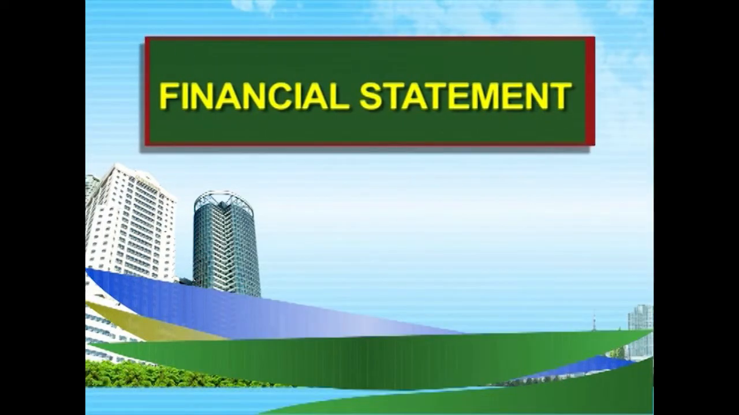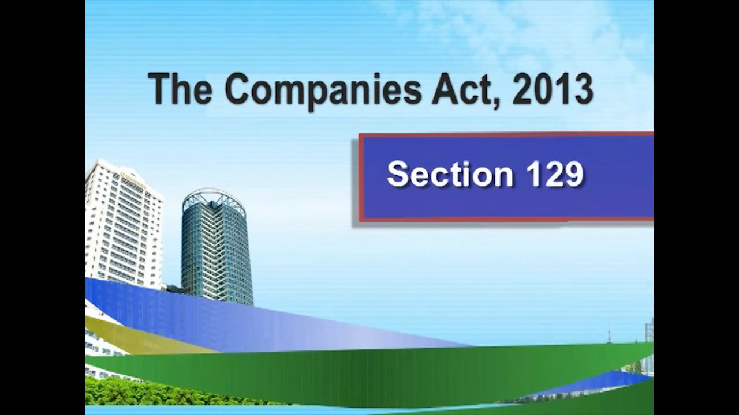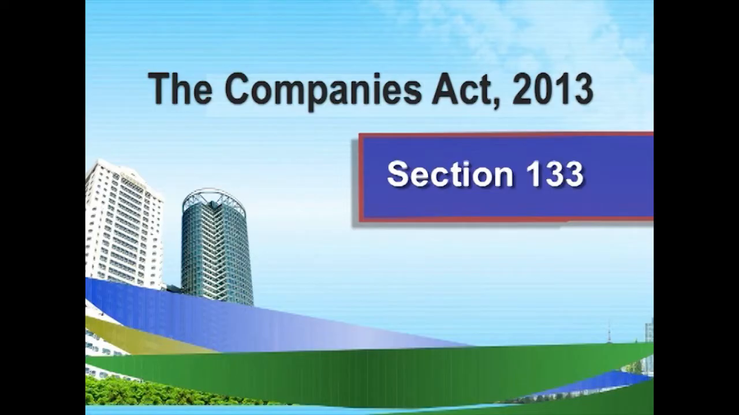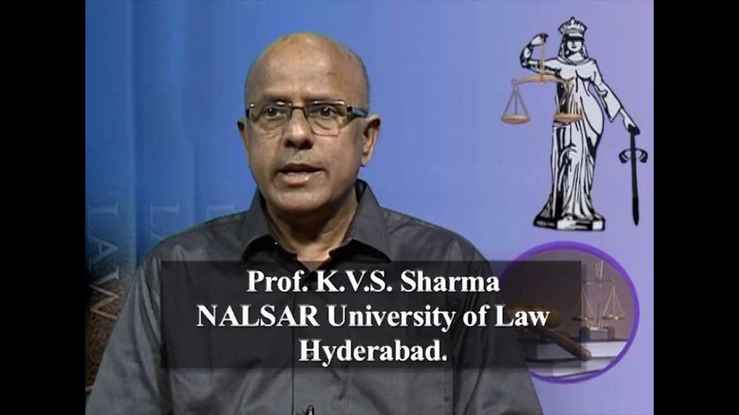Financial statement. According to section 129 of the Act, the financial statement has to give true and fair view of the state of affairs of the company, comply with the accounting standards notified under section 133, and has to be in the form or forms provided for different class or classes of company in Schedule 3. The terms contained in the financial statements have to be in accordance with the accounting standards.